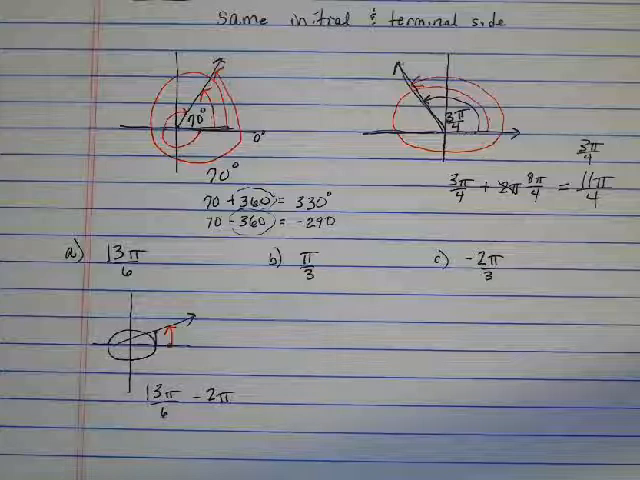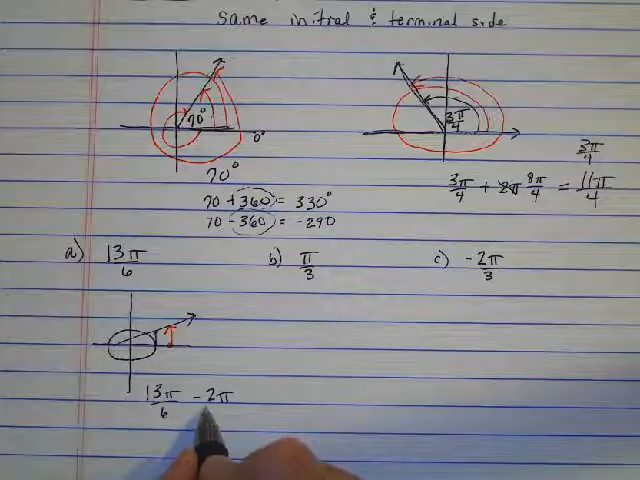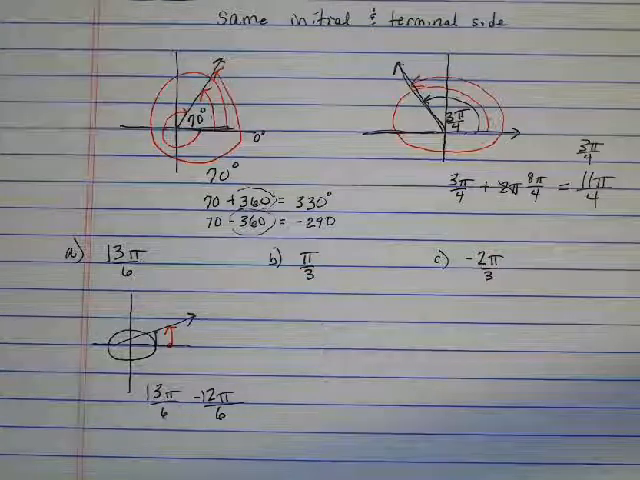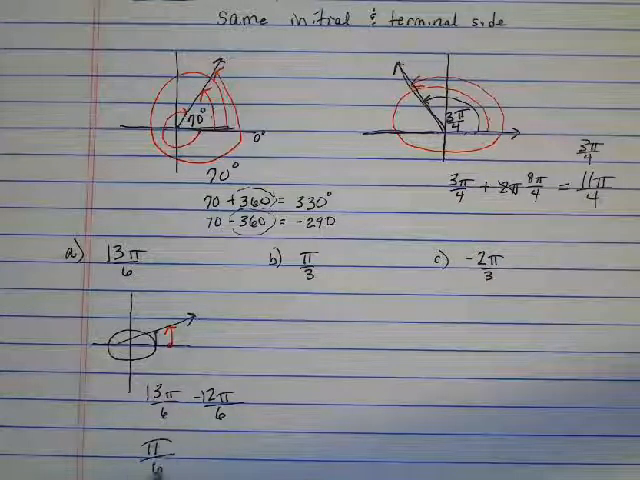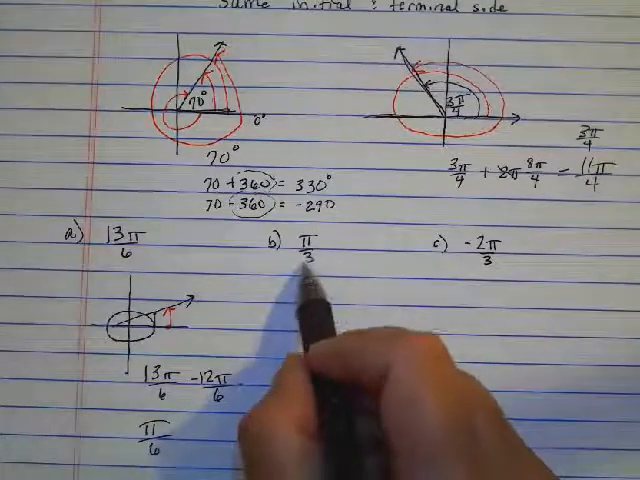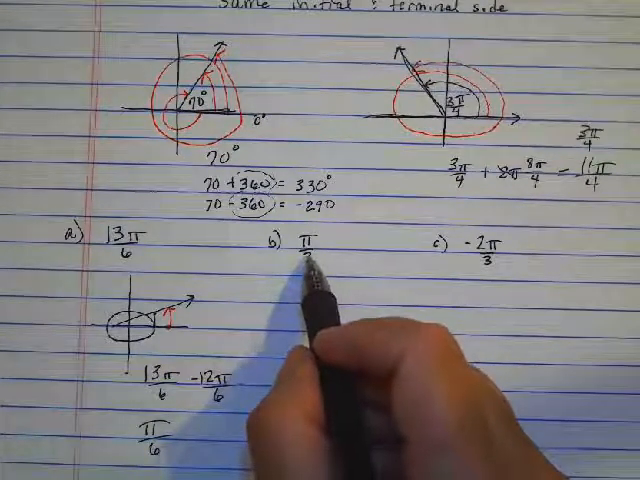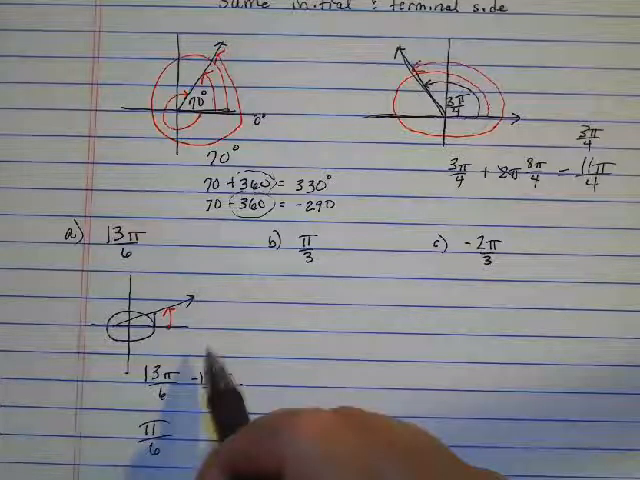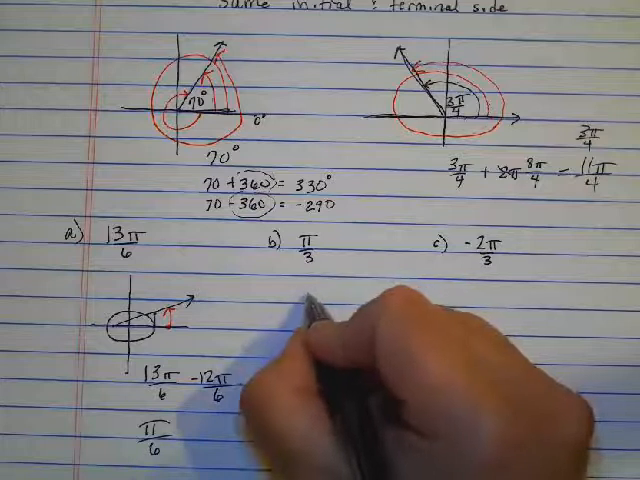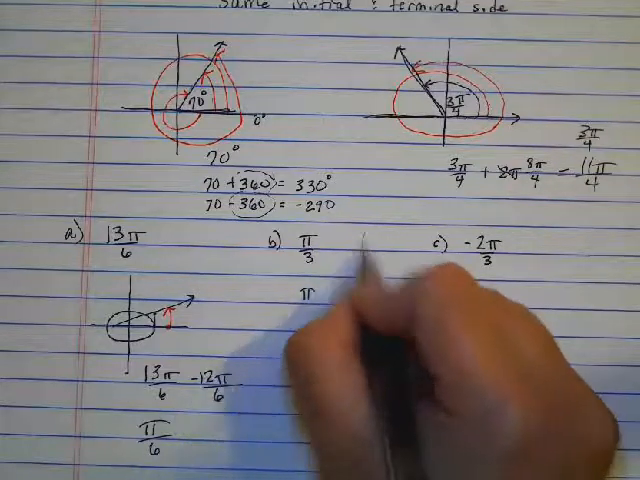And so if I'm going to subtract the fractions, I need a common denominator. So this has to become a 6, and that's a 12. So in this case, the coterminal angle would be pi over 6. If I did this one, I could find the coterminal by either adding a rotation or subtracting a rotation. I could do either one. I think I will subtract this time. I'm going to find the negative angle.